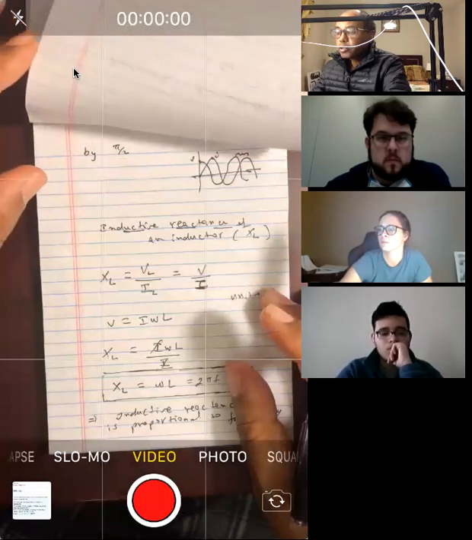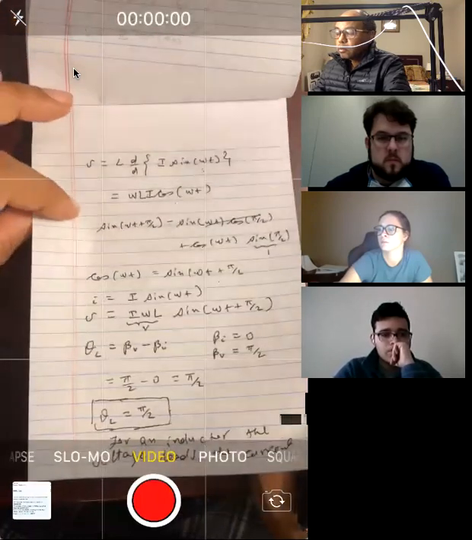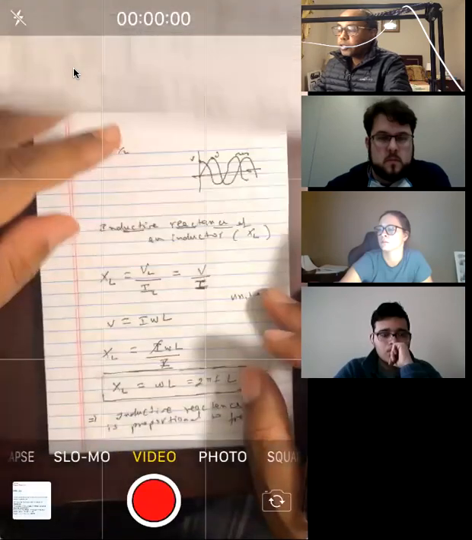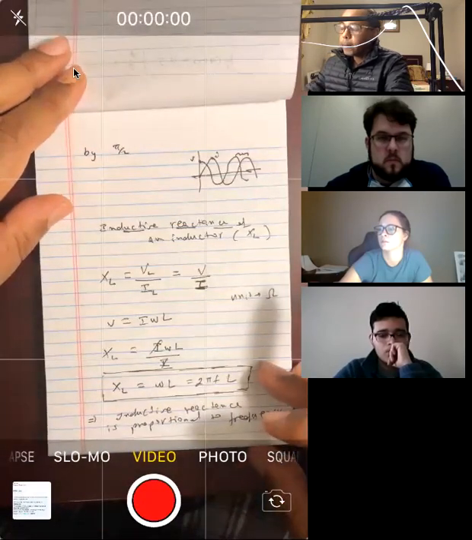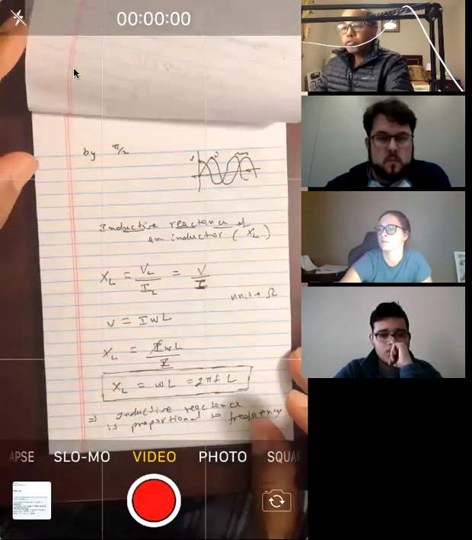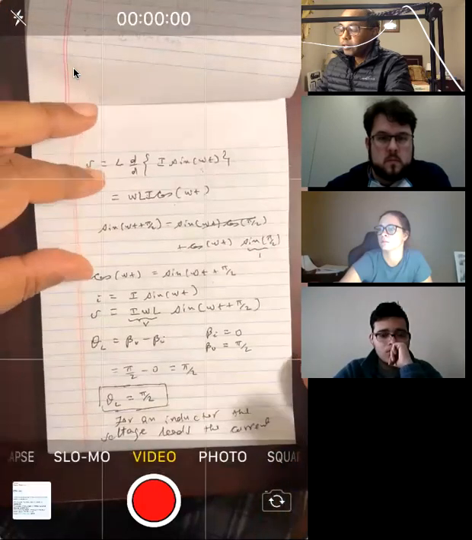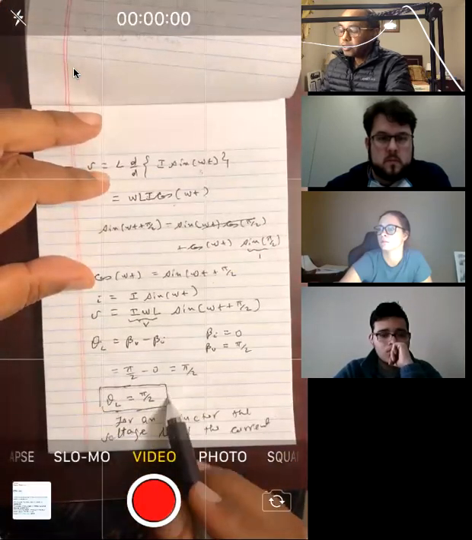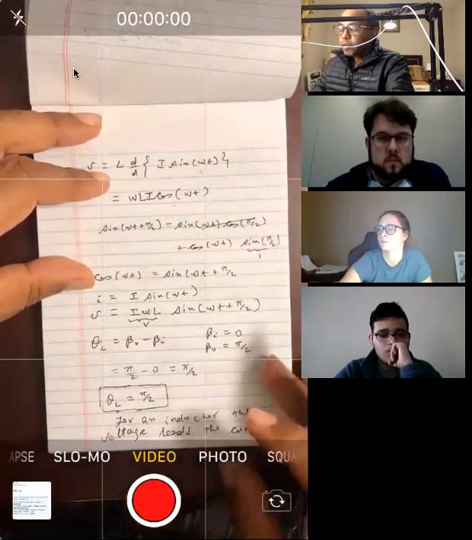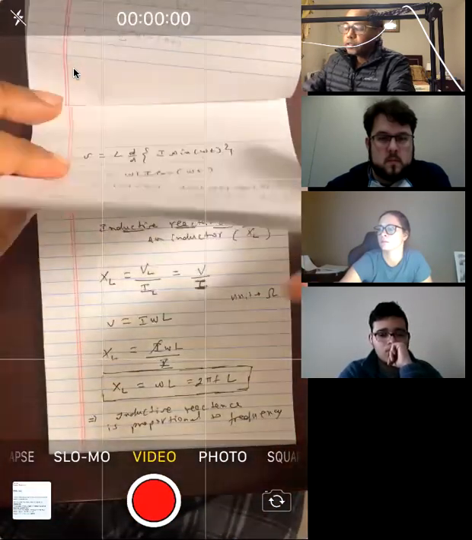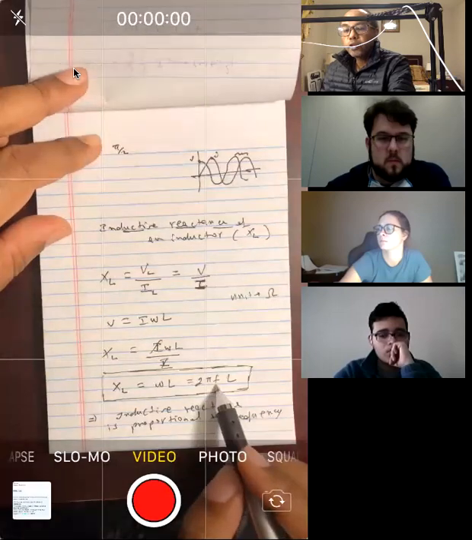But as you remember, for a resistor, R is a constant. It doesn't depend on frequency. All right, so these are the important conclusions for an inductor. For an inductor, the voltage leads the current by pi over 2, and its resistance is directly proportional to the frequency of the signal.